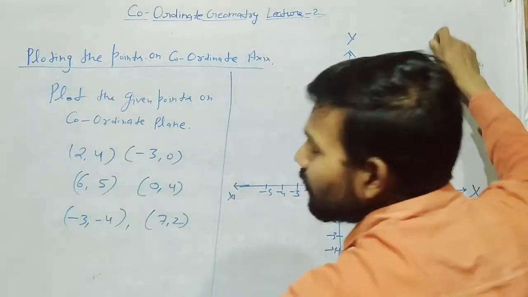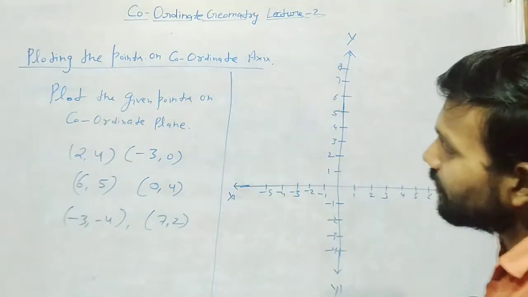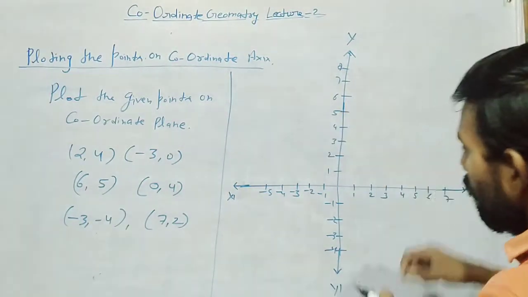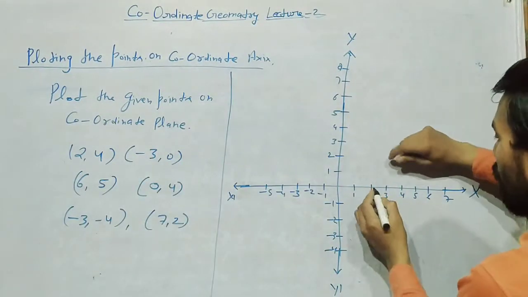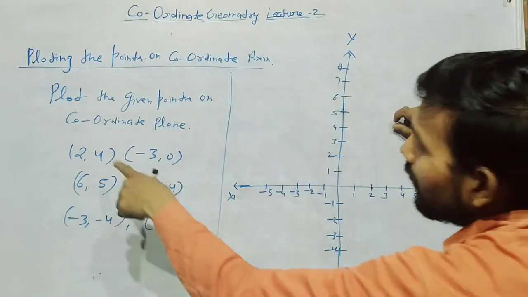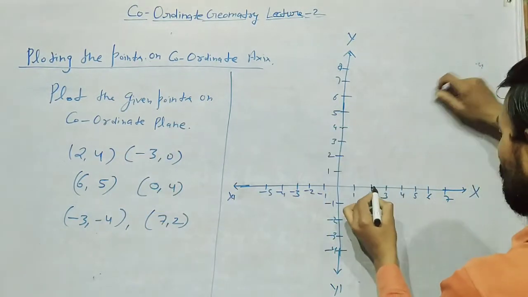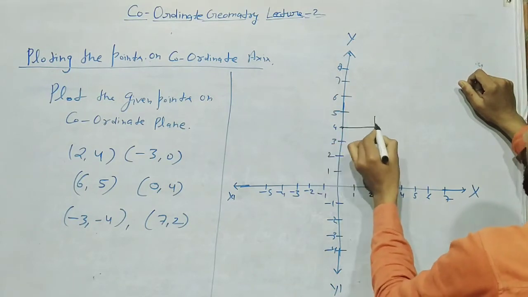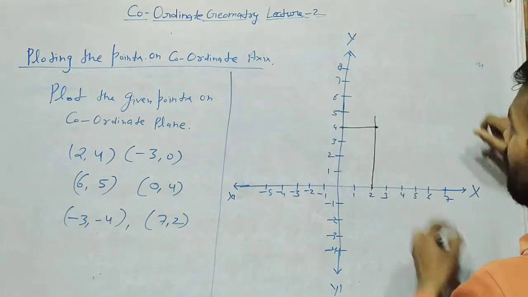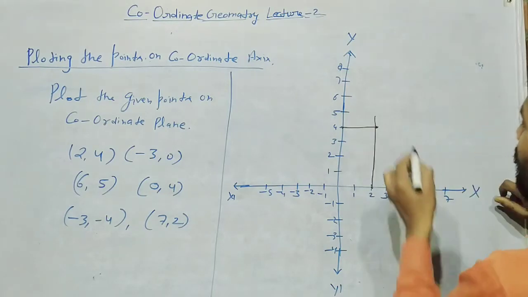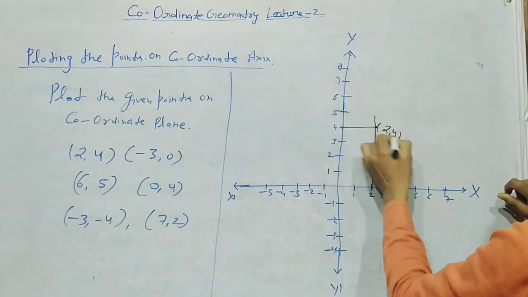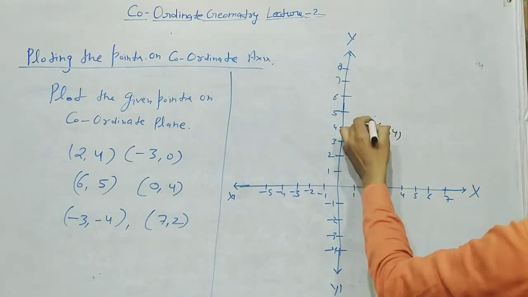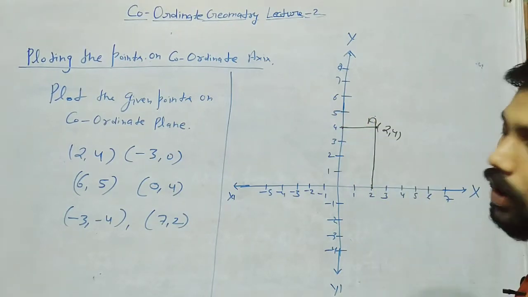2, 4 means the distance from x axis is 4 and the distance from y axis is 2. On the x axis we have to go 2 here, on the y axis we have to go 4 here. Where these two points meet, this is the coordinate 2, 4. This can be point A equals 2, 4.